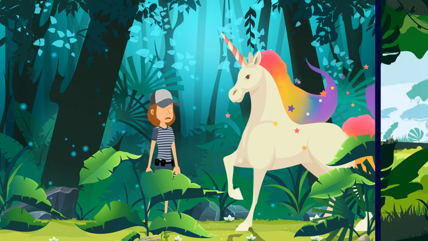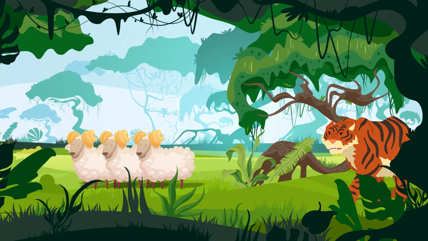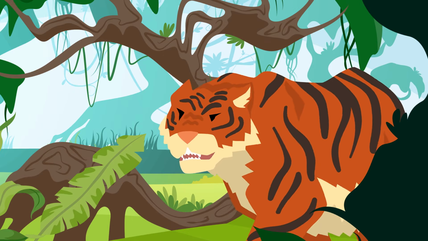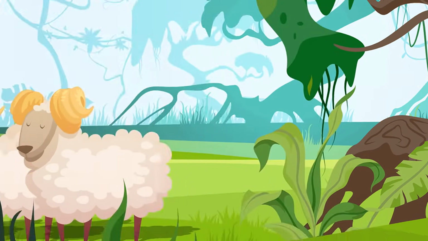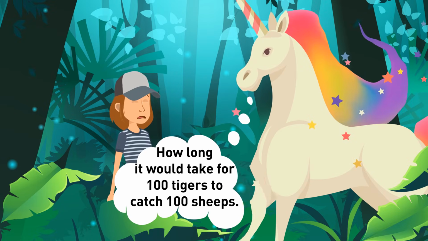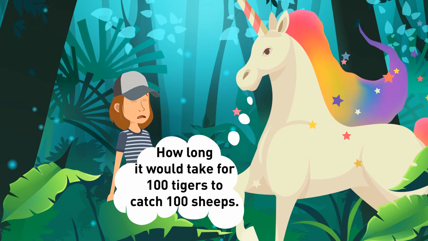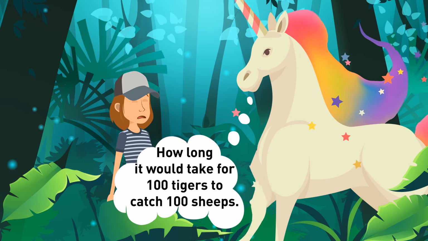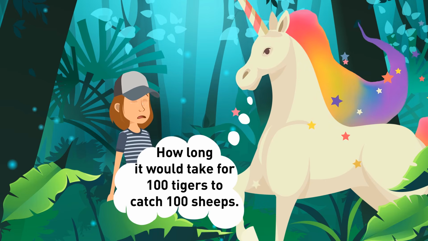He told Mary that in a nearby field there were tigers and sheep. Usually one tiger could catch 3 sheep in 3 minutes. So he asked her how long it would take for 100 tigers to catch 100 sheep. Can you help Mary figure out the answer?